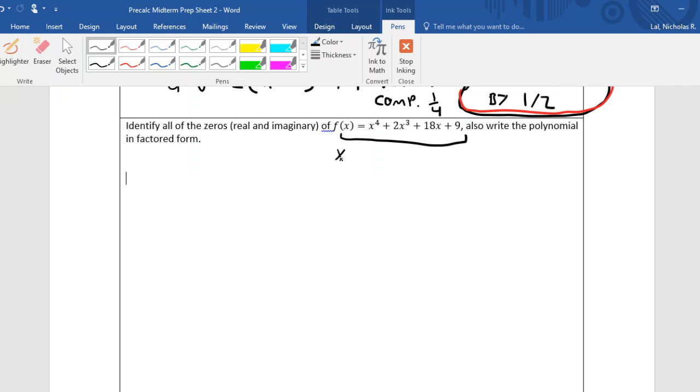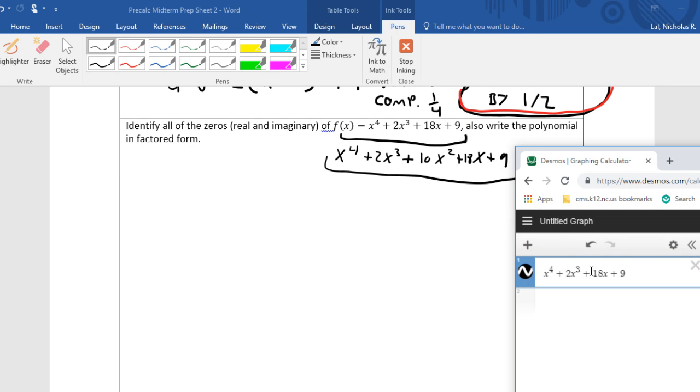We can use x to the fourth plus 2x cubed plus 10x squared plus 18x plus 9. This is going to make the practice problem function a lot easier, and it's going to allow us to use whole numbers. So plus 10x squared plus 18x plus 9.